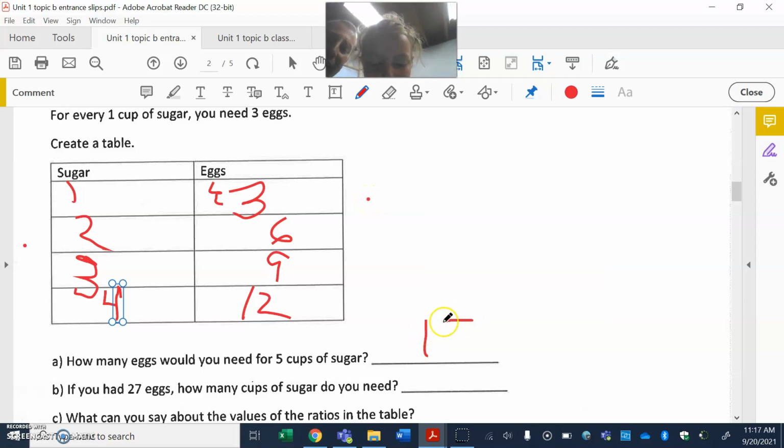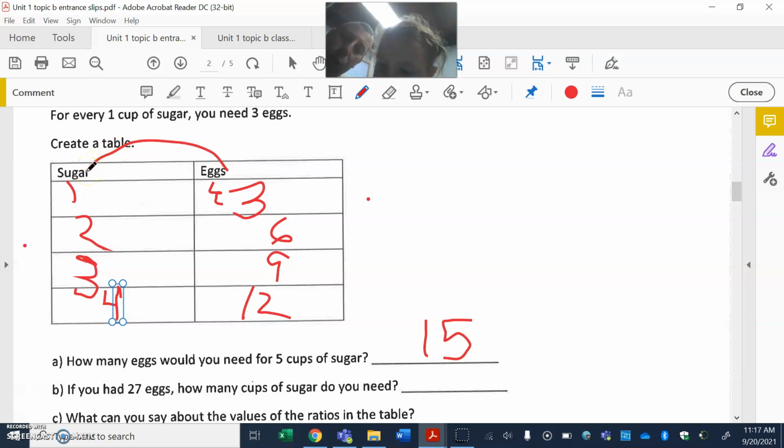All right, so if we're looking at the next question, it says, if you had 27 eggs, how many cups of sugar? That's a good one there. Well, okay, I don't want to keep the table going because I'm out of room. So part of what we want to look at here is what we do to get from side to side. So if we've got the 27 eggs, what are we doing to get from the eggs to the sugar each time?